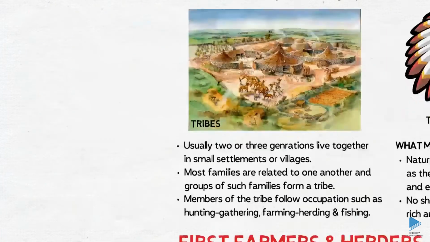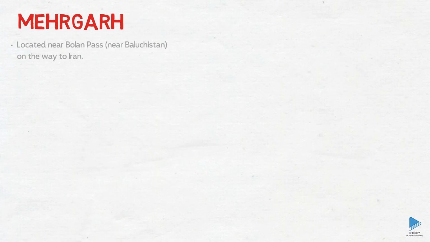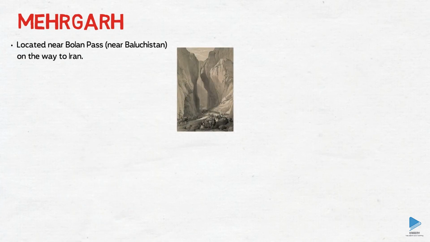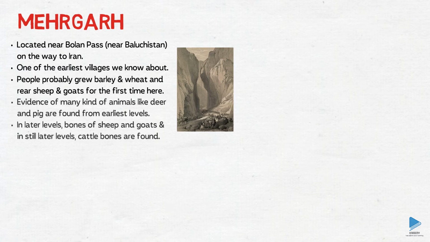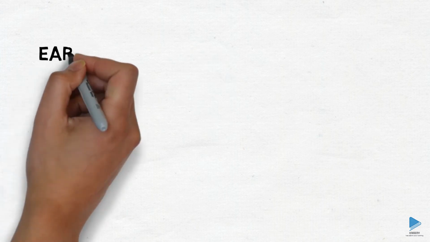Now let's look at one of the Neolithic sites, Mehargar, which is located in a fertile plain near Bolan Pass in Baluchistan, present-day Pakistan. It is one of the earliest villages that we know about. Mehargar was probably one of the places where women and men learned to grow barley and wheat and rear sheep and goats for the first time in this area. Archaeologists have found evidence of many kinds of animal bones from the earliest levels such as the deer and pig. In later levels, cattle bones are most common, suggesting that this was the animal that was generally kept by the people. You may be wondering, what are these early and later levels?